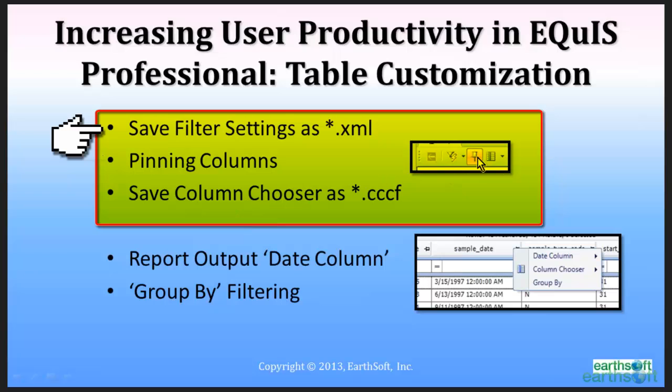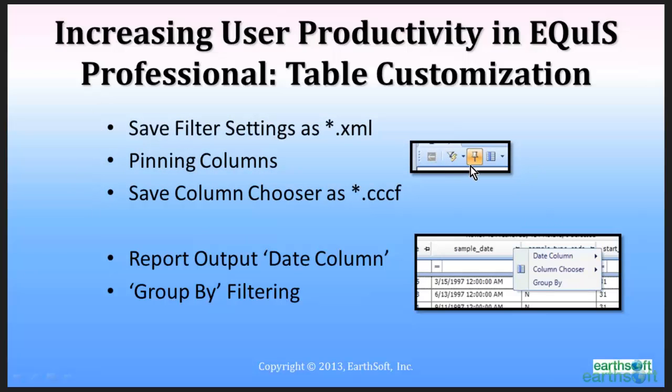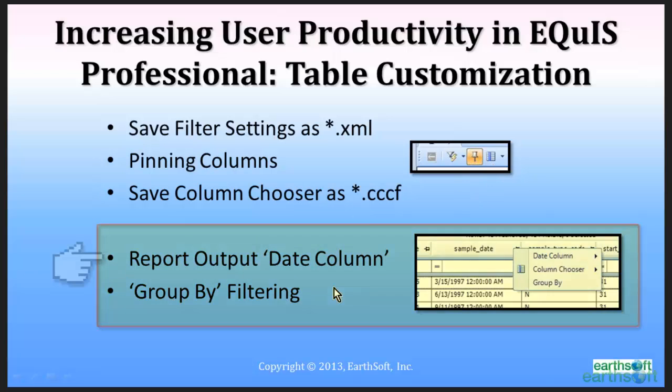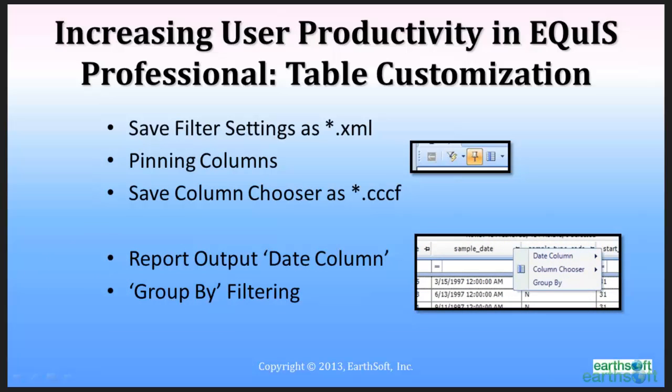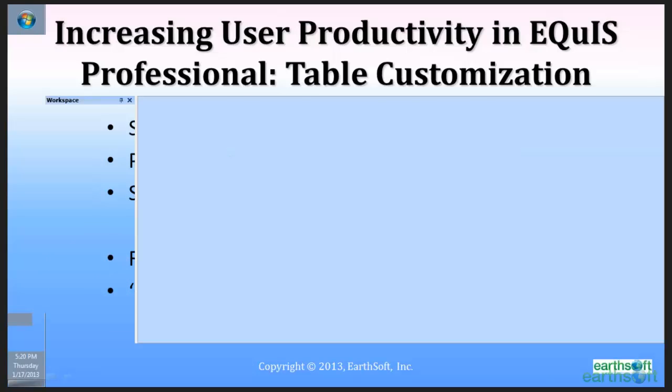We're going to look at these three icons on the mini bar, we call it: the filter, the pin, and the column chooser. And then we're going to look at report output, where you can create a new date column with a customized date. And also we'll look at group by filtering. Okay? Let's get back into Professional.